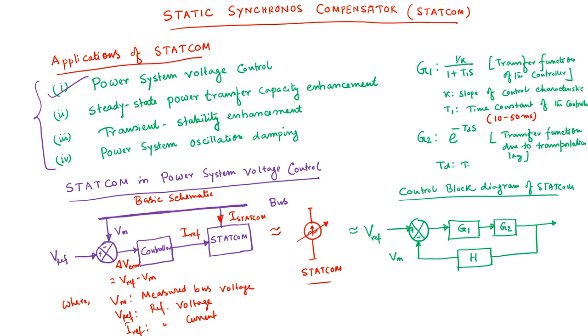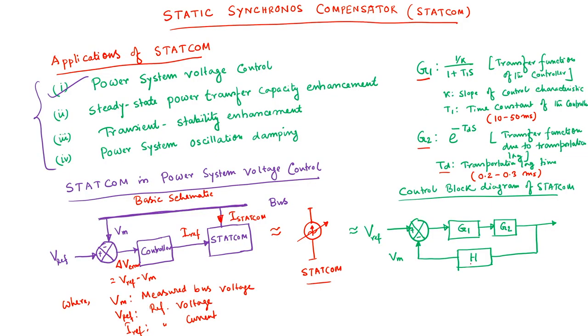which is typically in a range of 0.2 to 0.3 millisecond for STATCOM, and this transportation lag in case of STATCOM is much lower as compared to SVC. And that is why the STATCOM is much faster than SVC in operation. That is one of the advantages of STATCOM, in particular during operation under dynamic conditions. Now, this is all about G1 and G2.